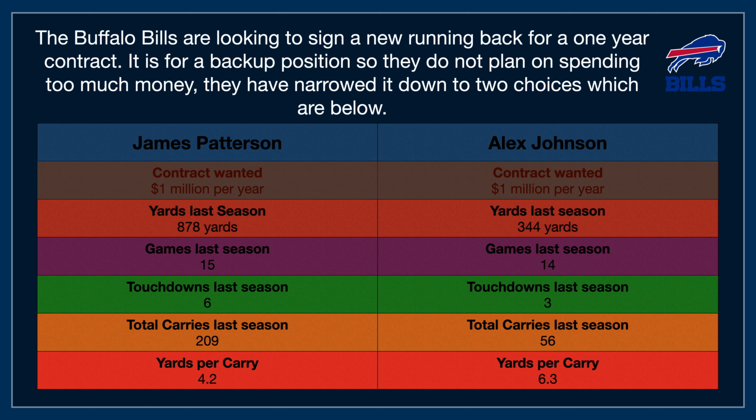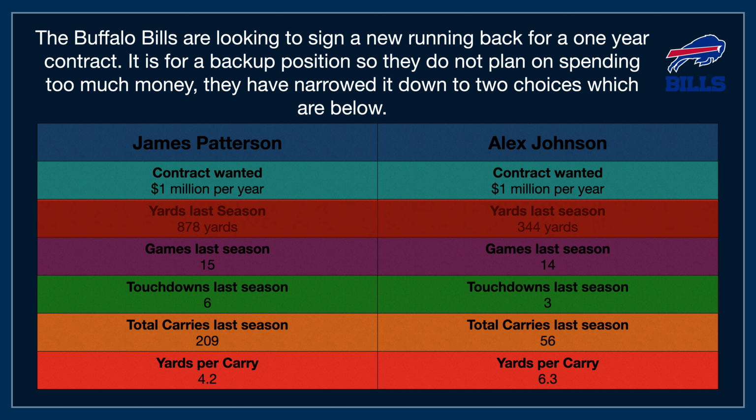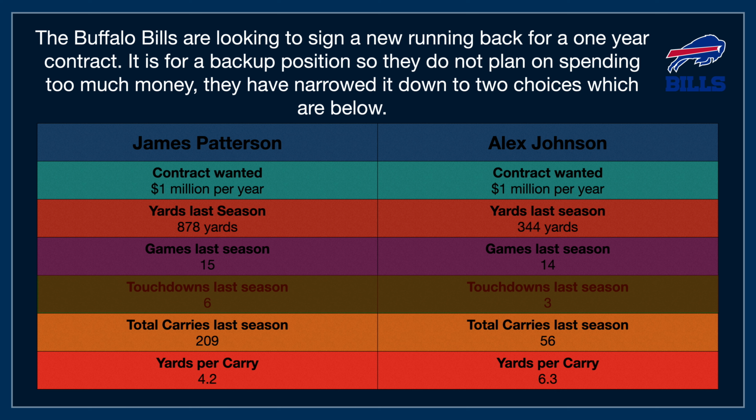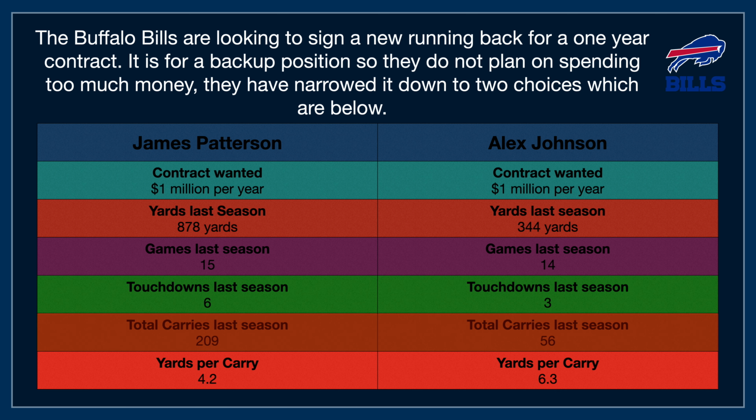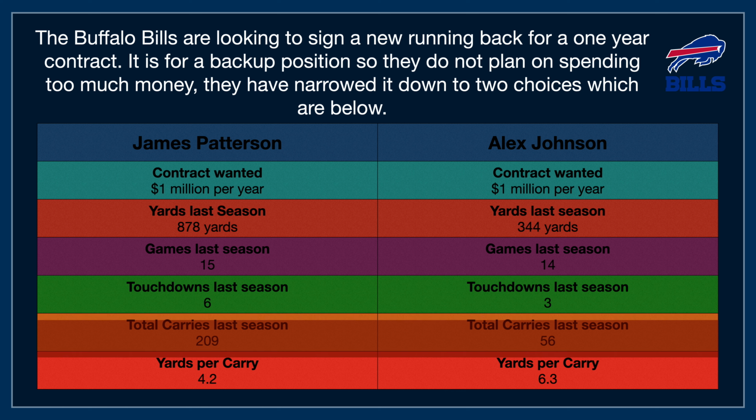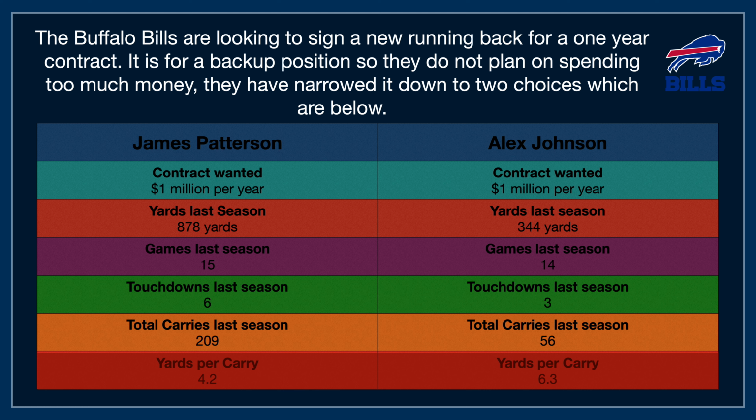And now let's compare their stats. So yards last season, James Patterson, 878 to 344. Games last season, 15 for Patterson, 14 for Johnson. So similar there. Patterson, 6 touchdowns to 3 for Johnson. Total carries last season, Patterson with 209 and Johnson with only 56. And then yards per carry, 4.2 for Patterson and 6.3 for Johnson.